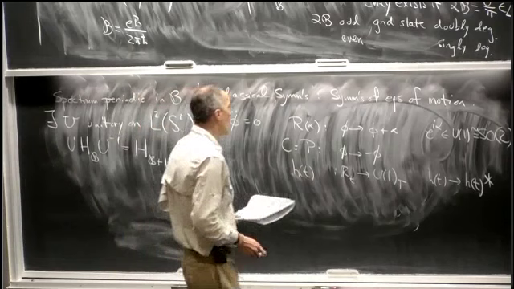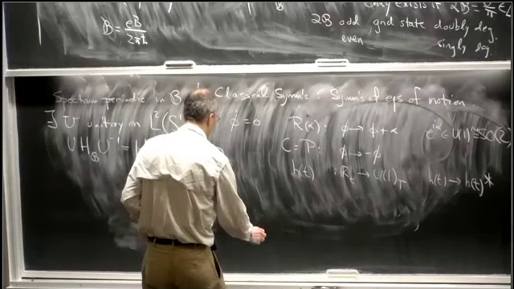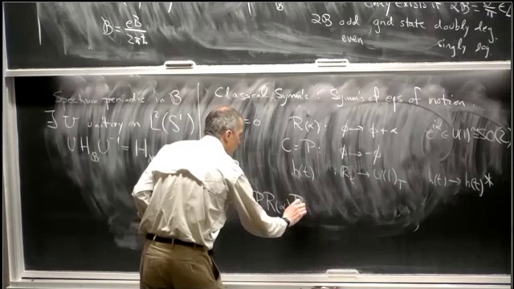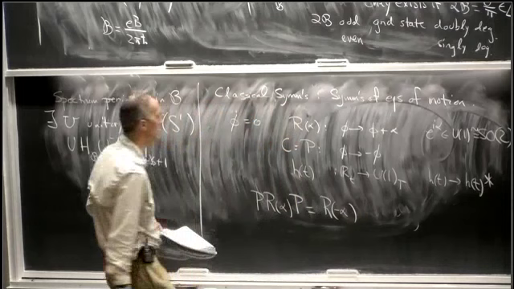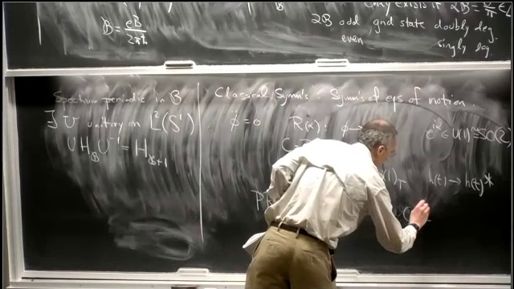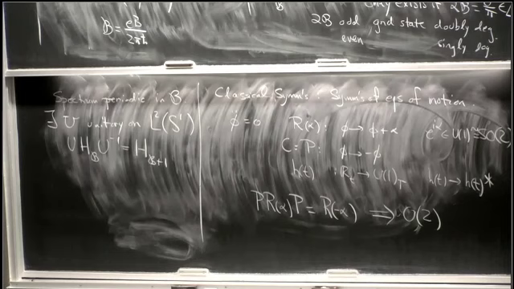All right, now these define a group action on my field space. And so P R of alpha P, P squared is 1, clearly. And P R of alpha P is R of minus alpha. And that implies that the group we get is isomorphic to O of 2. So not surprisingly, we have the orthogonal group as a group of symmetries of our classical system.